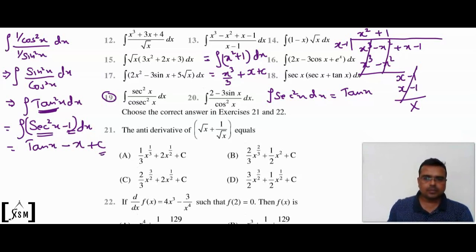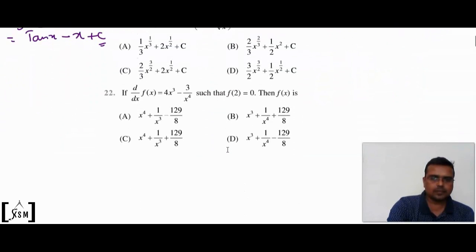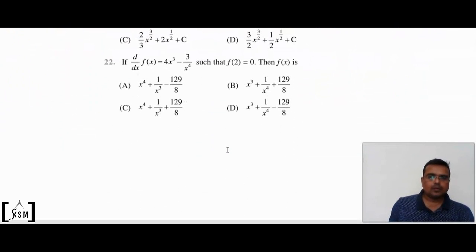Let's try question number 22. The question is, the differentiation of a function f(x) is given, right? f(x) has been differentiated and the derivative is 4x cube minus 3 over x to the power 4. And they also say f(2) is equal to 0. Okay.